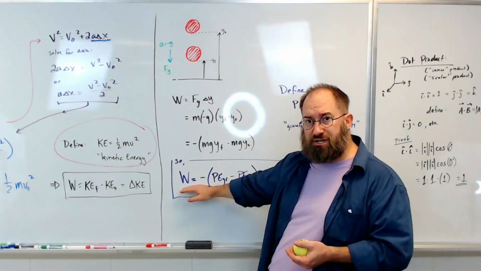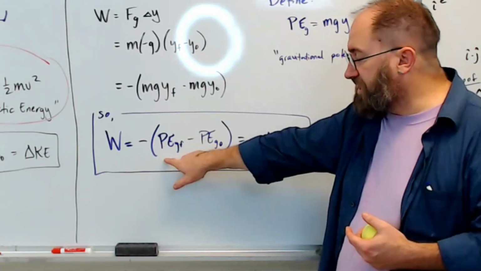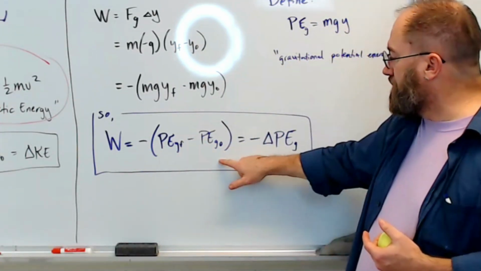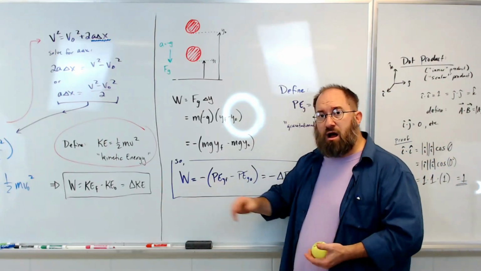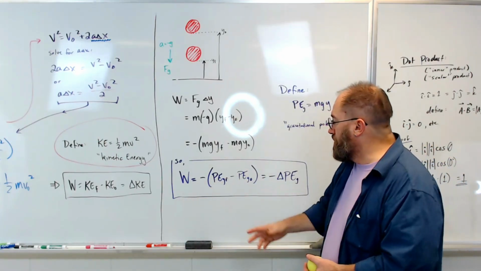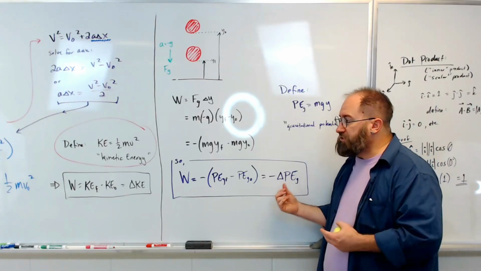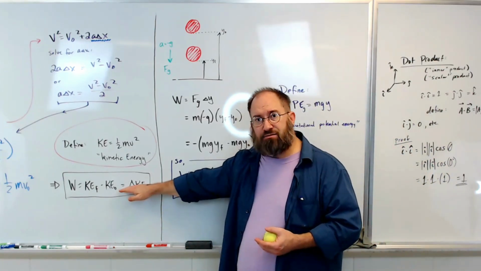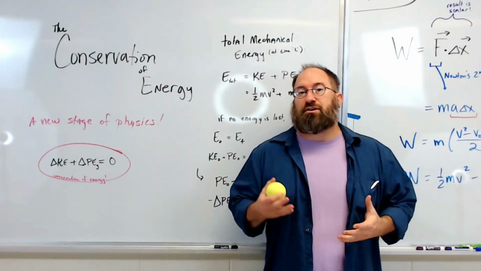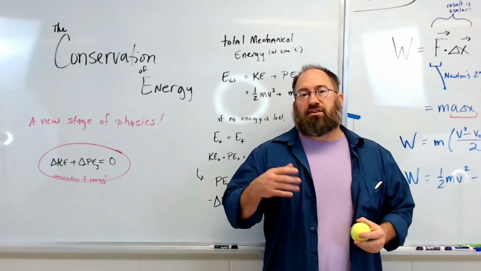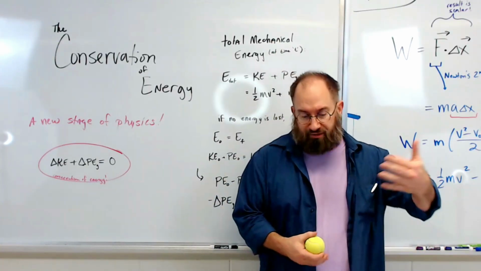We have a definition now for work that is negative gravitational potential energy final minus initial, or the negative change in potential energy. So work done on this object to fall will take energy away from the potential and transfer it to the positive change in kinetic energy. So now we have a definition for kinetic energy, energy of motion. We have a definition for potential energy, the energy of position gravitationally relative to the center of the Earth.